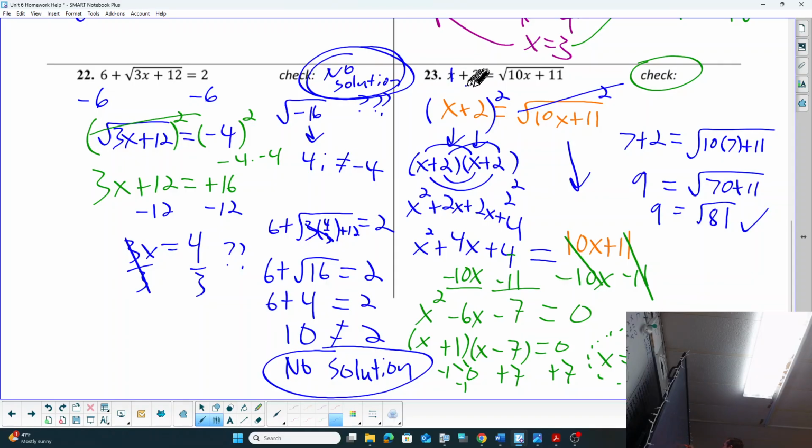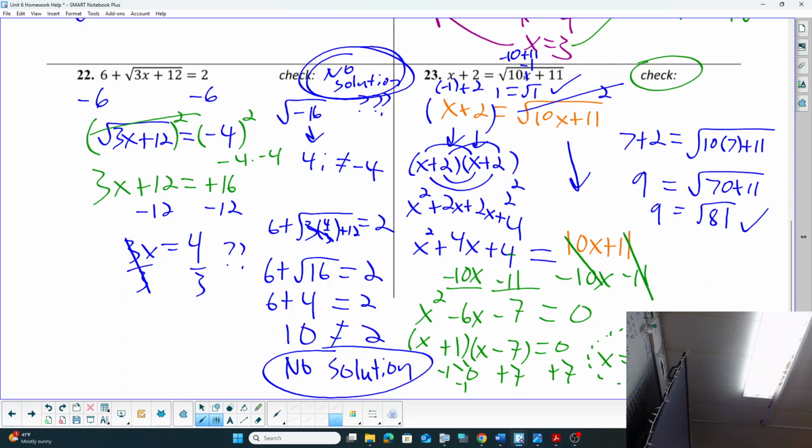Well, 1 plus 2 is 3. And then 1 times 10 is 10. And 10 plus 11 is 21? Oh, it's a negative 1. So negative 1 plus 2 is just 1. And then 10 times negative 1 is a negative 10. Plus 11 is a positive 1.